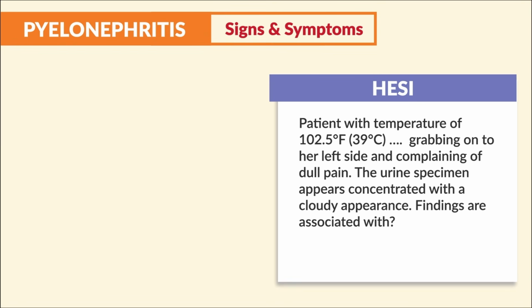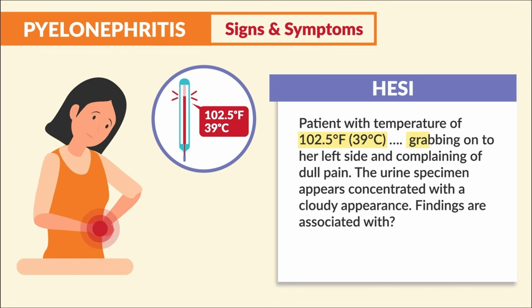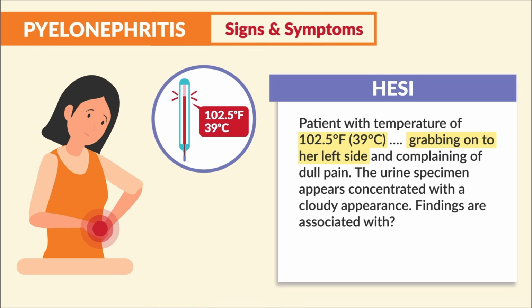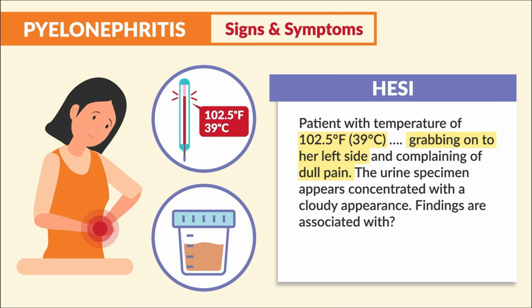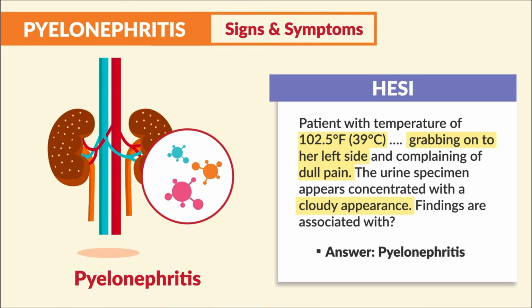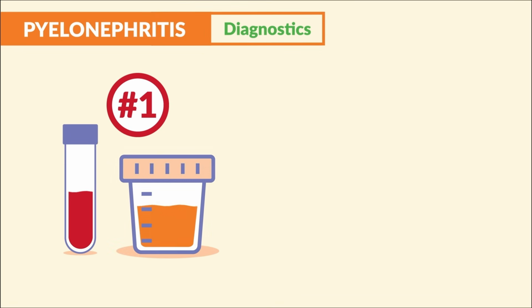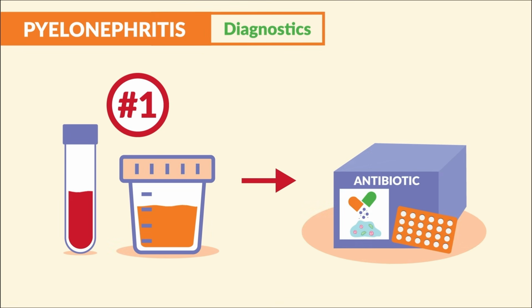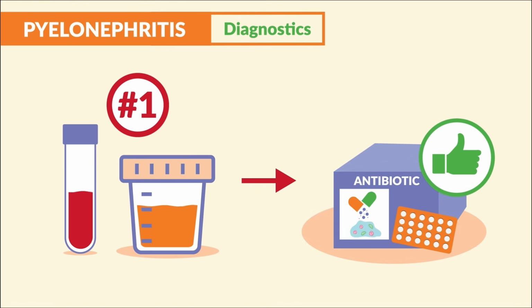So HESI mentions this in a question stating, a patient with a temperature of 102.5 grabbing on her left side and complaining of dull pain. The urine specimen appears concentrated with a cloudy appearance. These findings are associated with pyelonephritis. Now, the first action is to obtain blood and urine cultures before starting antibiotics. Many students get this wrong. We take cultures first so that we can identify the organism causing the problem and determine the most effective antibiotics to kill it.